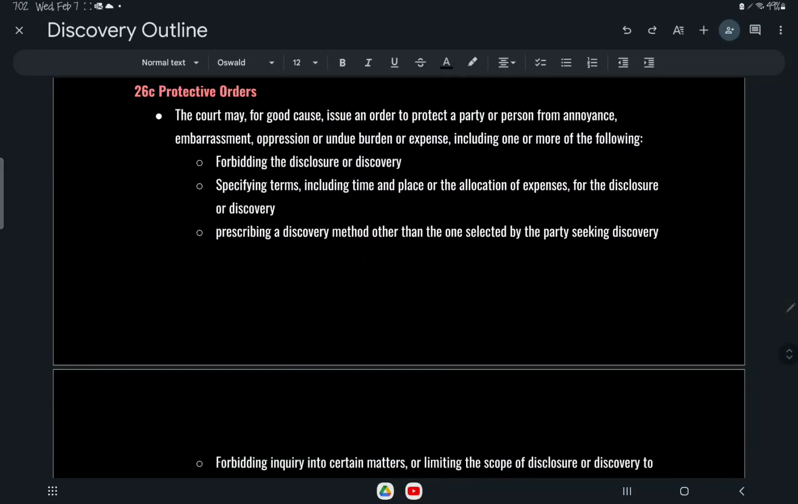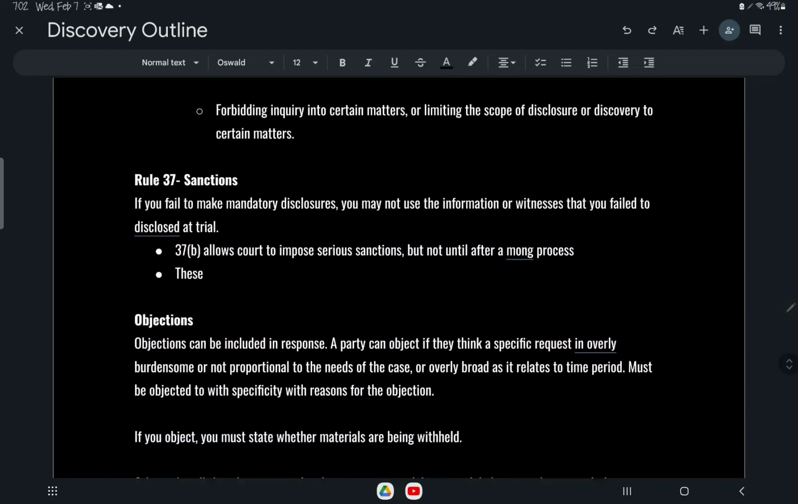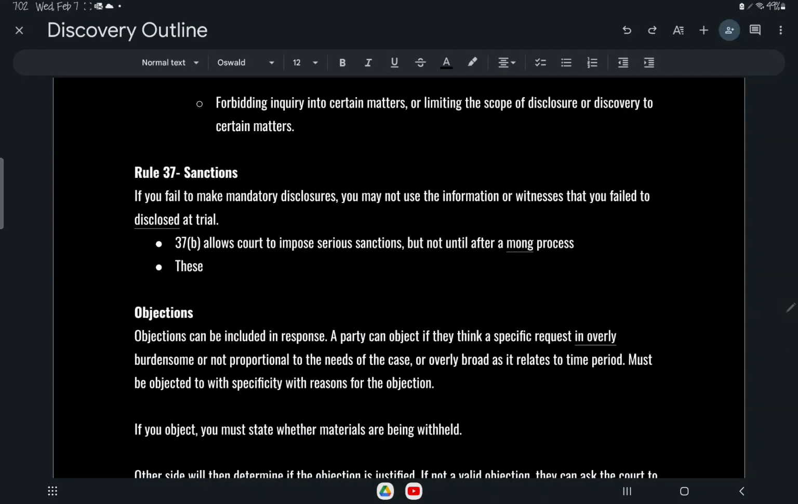26C, protective orders. The court may, for good cause, issue an order to protect a party or person from annoyance, embarrassment, oppression, or undue burden or expense, including one or more of the following: forbidding the disclosure or discovery, specifying terms, including time and place or the allocation of expenses for the disclosure of discovery, and prescribing a discovery method other than the one selected by the party seeking discovery, and forbidding inquiry into certain matters or limiting the scope of disclosure or discovery to certain matters.